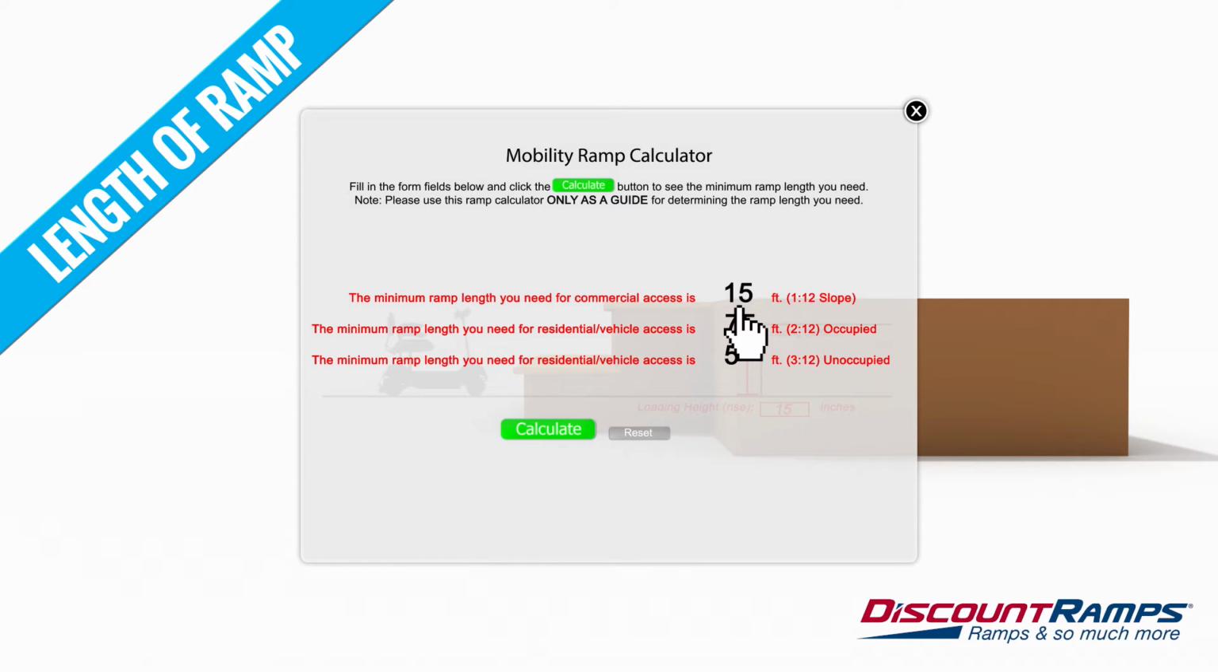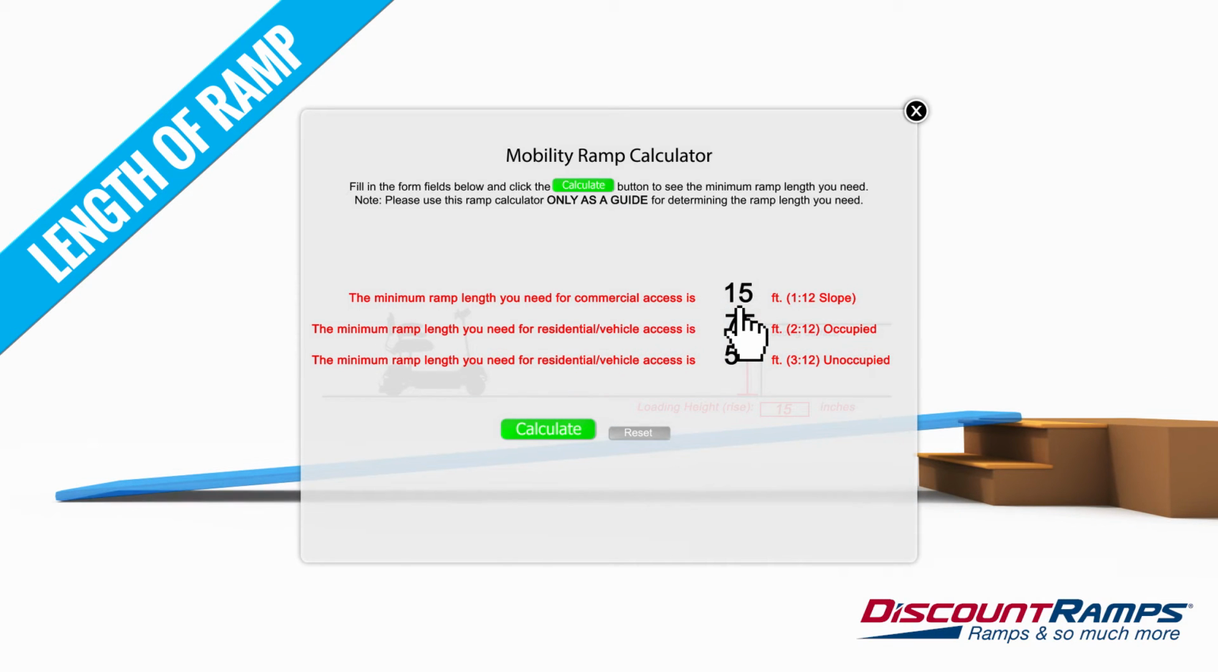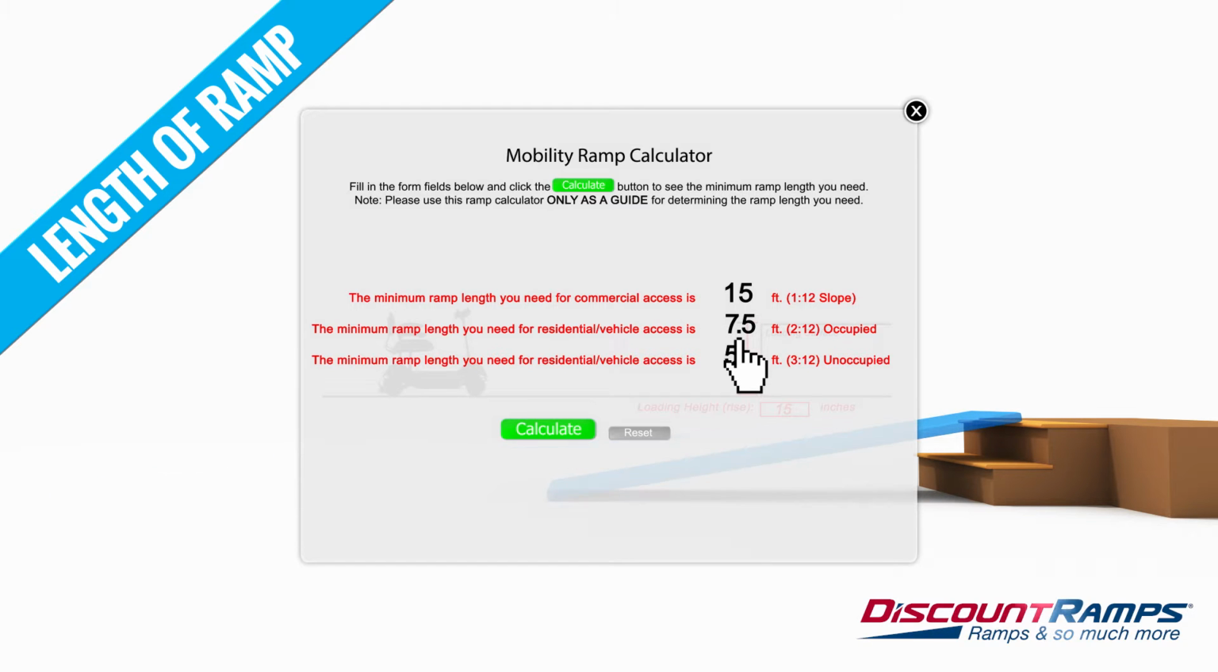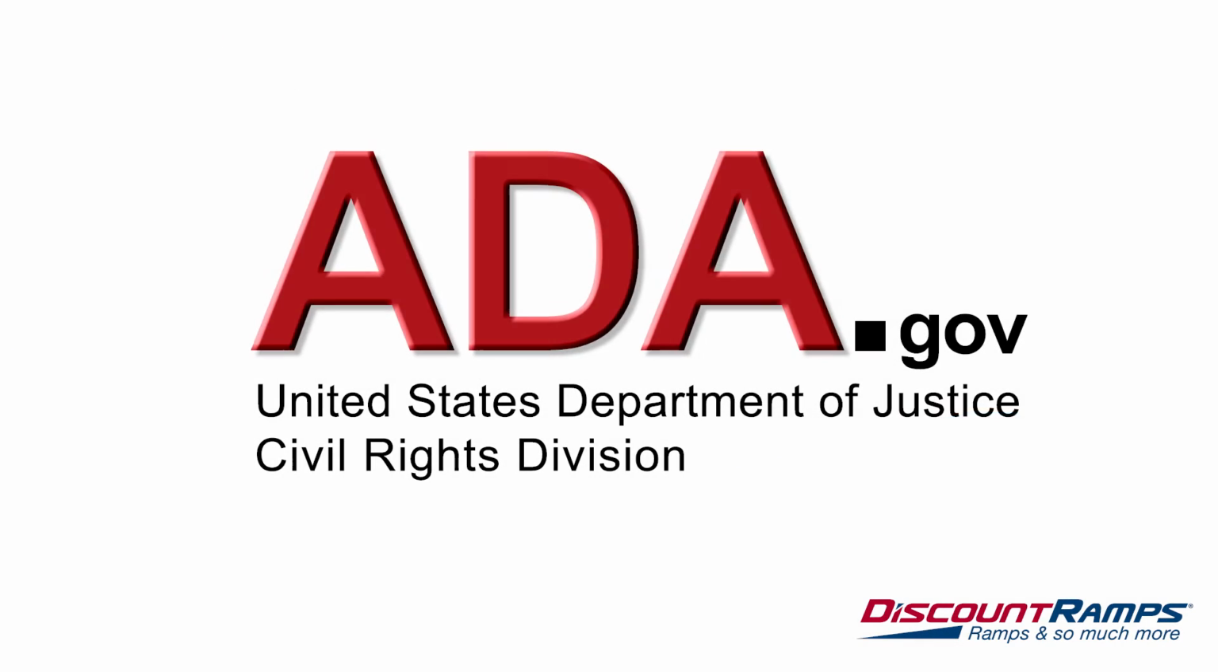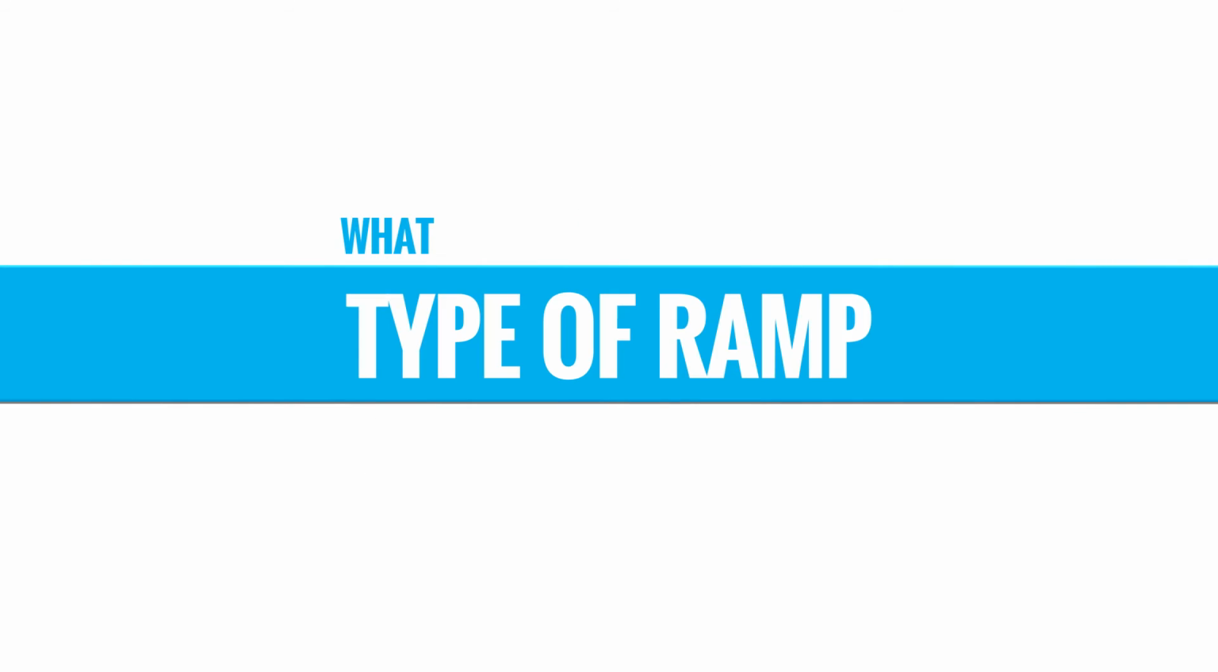The first number is the length of ramp you will need for commercial access, such as ramps for public buildings. This will be a very gradual slope and the easiest to use. The second number is the recommended length for residential or vehicle access of occupied wheelchairs or scooters. The last number is also for residential or vehicle access, but for unoccupied wheelchairs or scooters. These numbers follow the Americans with Disabilities Act guidelines. You can find out more about these guidelines at www.ada.gov.